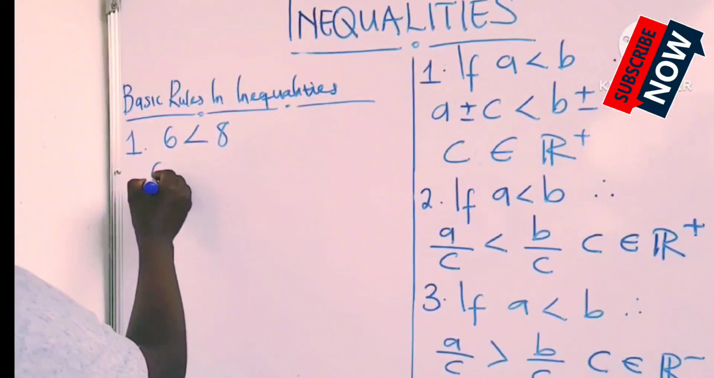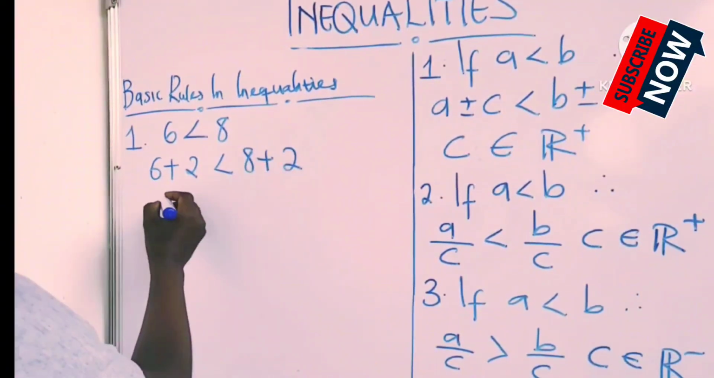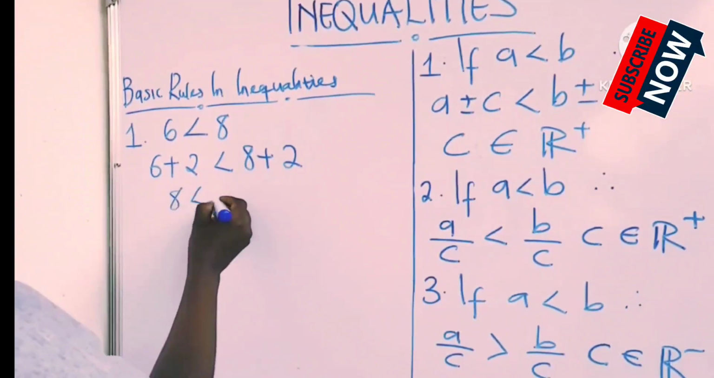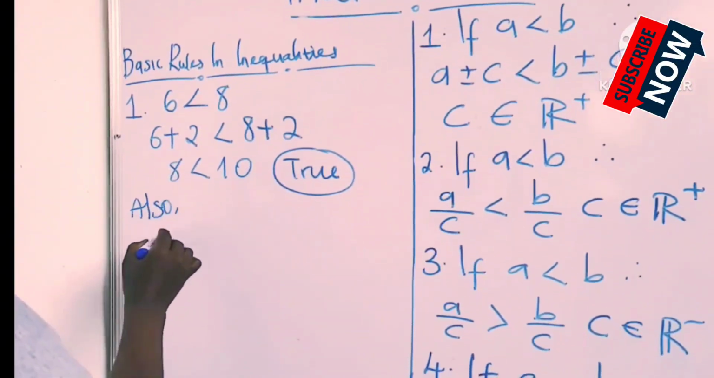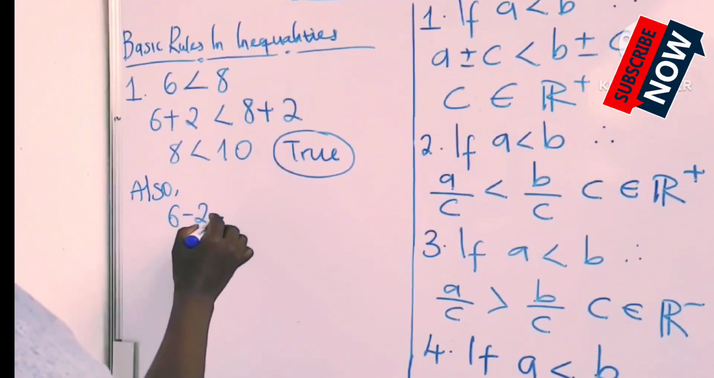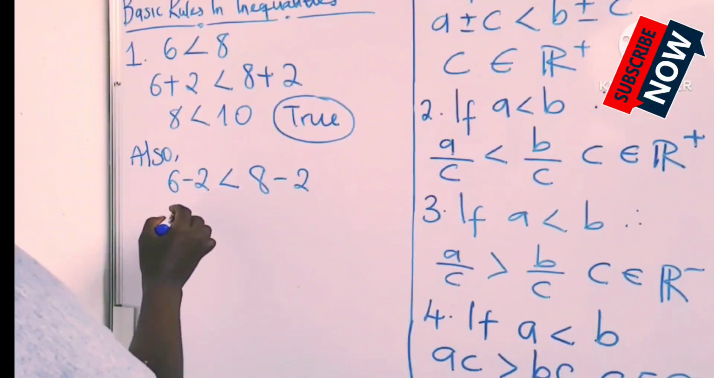Given three positive numbers 6, 8, and 2, 6 is less than 8. 6 plus 2 is less than 8 plus 2, so 8 is less than 10. Similarly, 6 minus 2 is less than 8 minus 2, so 4 is less than 6.